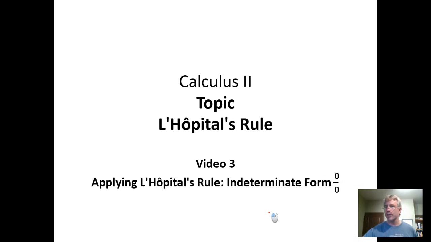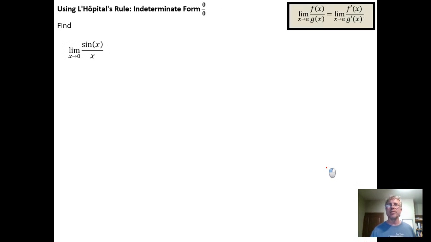So in this video we're going to apply L'Hôpital's Rule for an example that has the indeterminate form 0 over 0. The first thing, here's L'Hôpital's Rule sitting up here. The first thing that you have to do is verify that you have an indeterminate form. You cannot use L'Hôpital's Rule if the form isn't an indeterminate form. So you start by looking at this and saying, hey, does this have an indeterminate form?